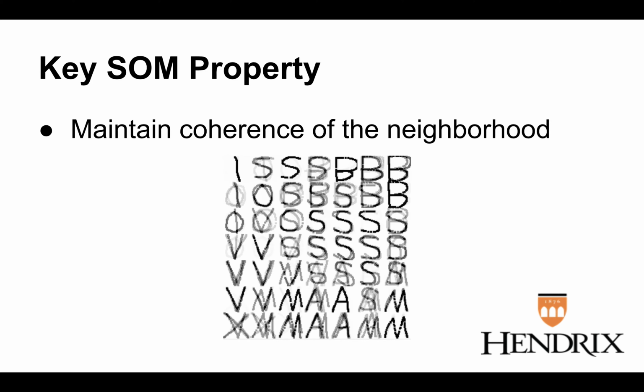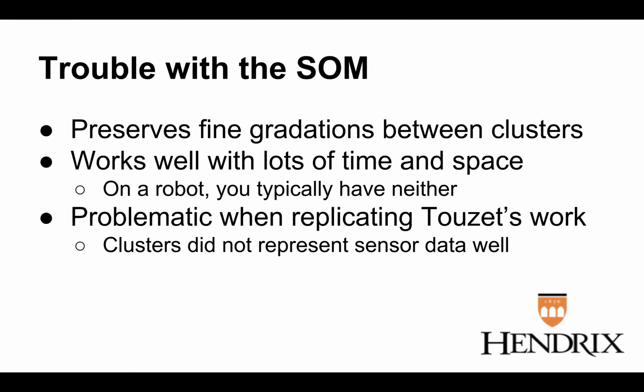That said, for the kinds of tasks I'm interested in, this neighborhood coherence I was observing just as I was getting frustrated with some experiments was actually turning into a bit of a deficiency for what I was trying to achieve. That is to say, because it preserves fine gradations between clusters, this works great if you've got lots of time and space. You build a nice huge grid that's got lots of reference inputs for every cluster, it works beautifully.